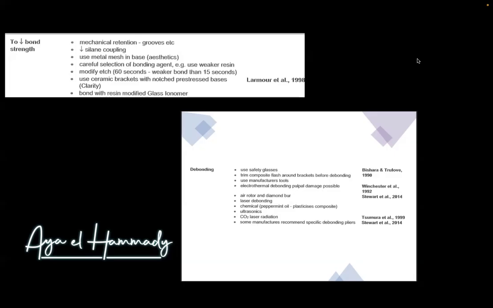Then I need here to trim the composite before the debond. And I need to use the specific plier for the ceramic bracket removal, not the metal one. I may need to use the contra with diamond bur. Sometimes people can remove it with laser debonding, ultrasonic, sorry. So we have a lot of debonding methods.